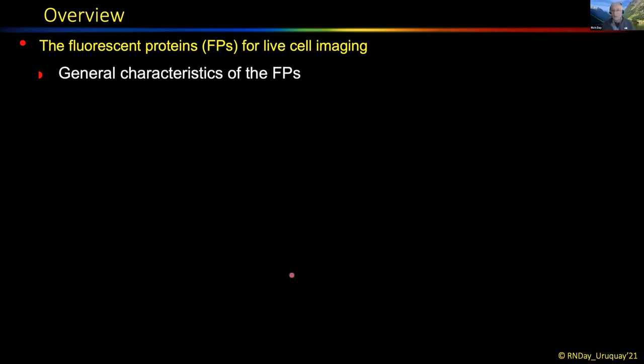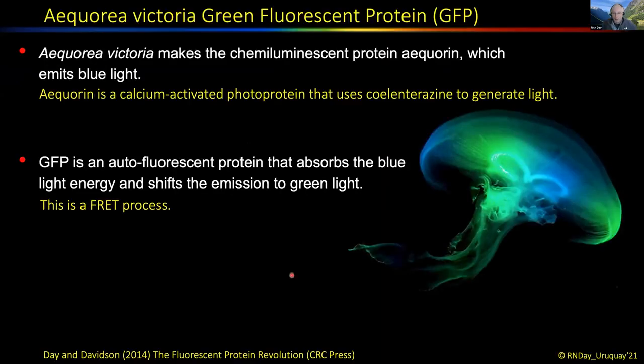So let me start out by talking to you a bit about the general characteristics of the fluorescent proteins. And as I'm sure you all know, the jellyfish Aequorea victoria is where GFP came from. And this jellyfish makes a chemiluminescent protein called aequorin, which is a calcium binding protein that uses coelenterazine as a substrate to generate light when calcium binds, and it emits blue light. So the jellyfish has also evolved a second protein, GFP, the green fluorescent protein, which is an autofluorescent protein that absorbs that blue light energy and then shifts that emission to green light.